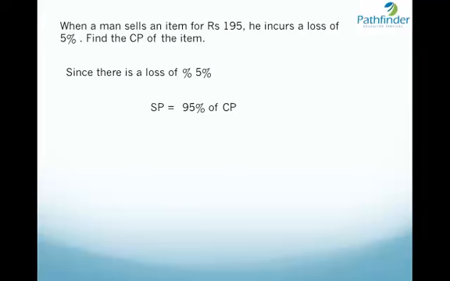So putting the value of selling price as 195, we have 195 is equal to 95% of CP or 0.95 CP. And on solving this, we finally get the value of CP as rupees 200.